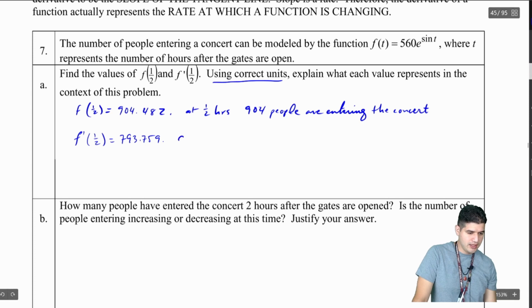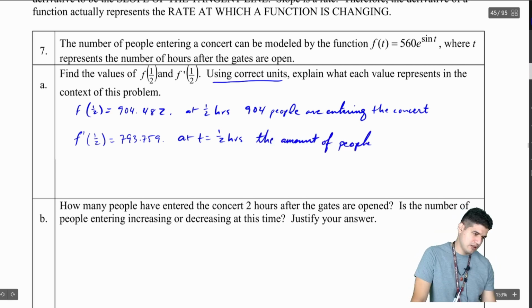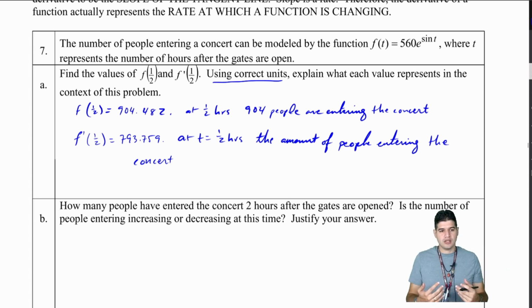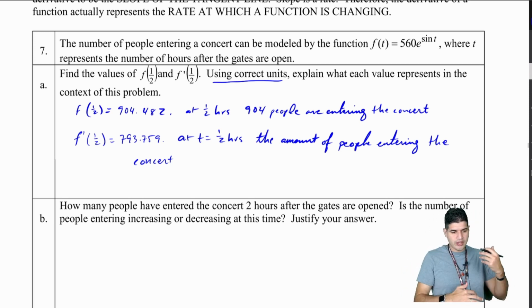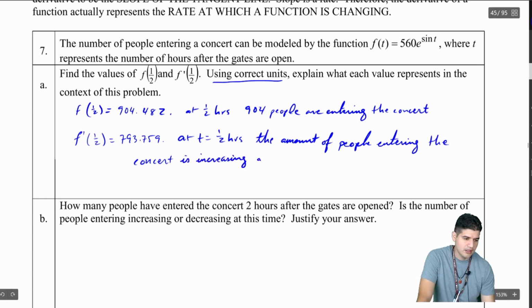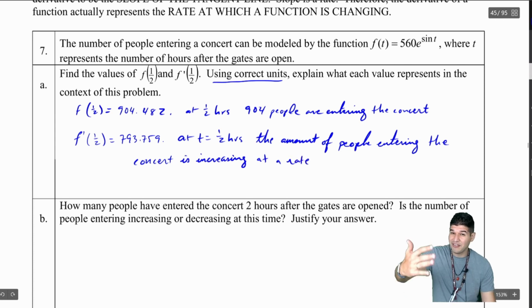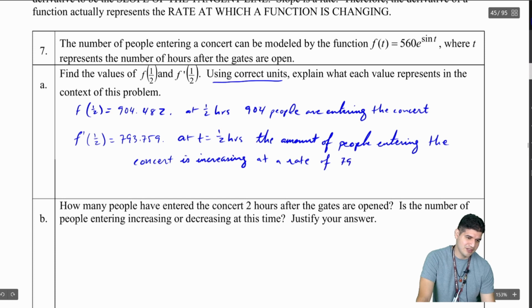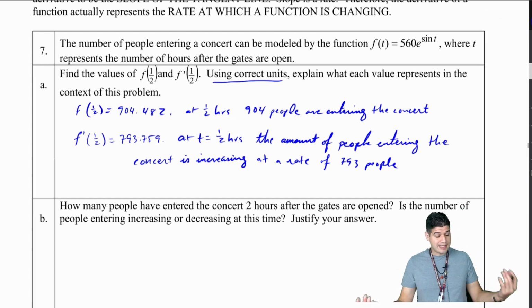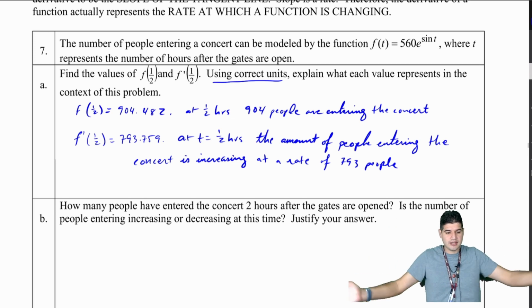So this is going to be at t equals 1/2 hours, the amount of people entering the concert. So we want to say two things. One, we're finding the derivative. Derivative means slope. Slope means rate of change. All right, so the rate of change, the rate we can be increasing or decreasing. So the amount of people entering the concert is increasing because it's positive, at a rate, because it's the derivative, of 793 people. And again, you can go to 794 if you want. But that's it. So at 1/2 hours, this is how you answer these calculus questions.